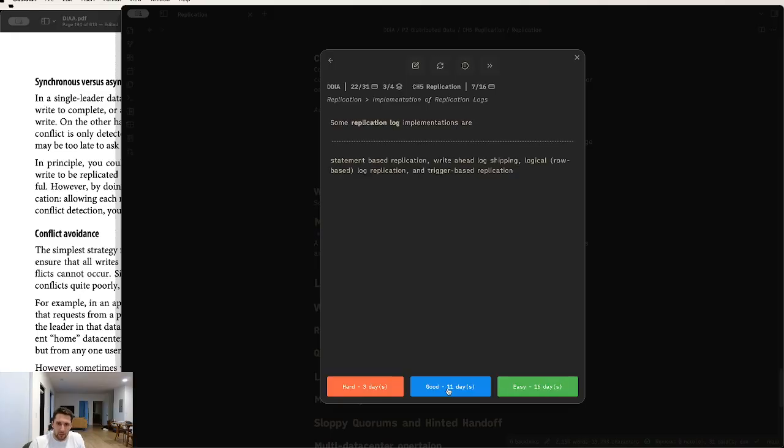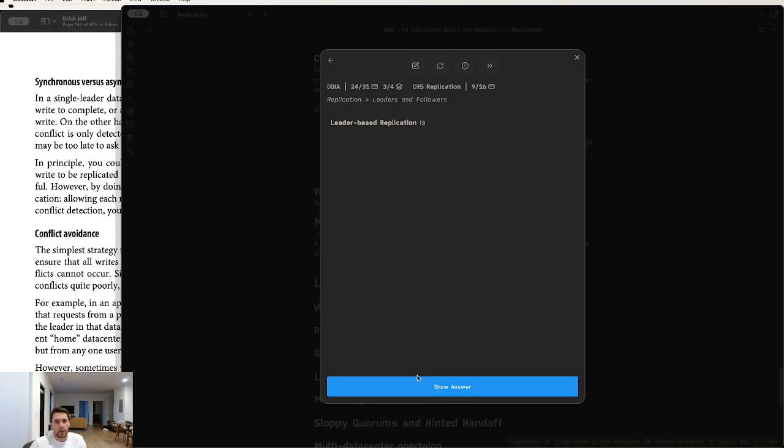I forgot the last one. Logical and trigger based. You programmatically define the replication logic. It's a cop out. Trigger based is where you have a custom layer of logic where you define the replication logic.